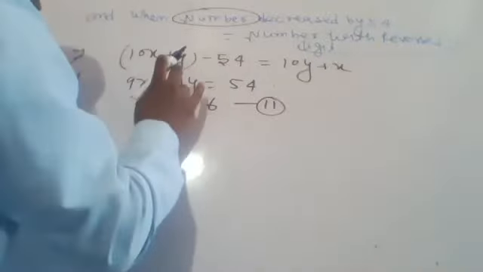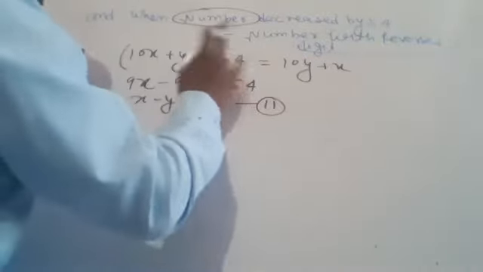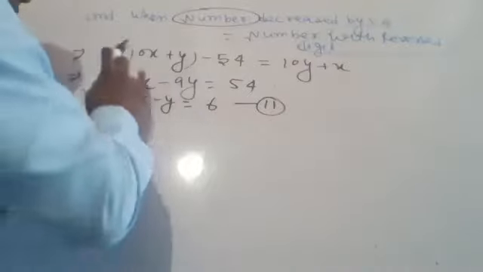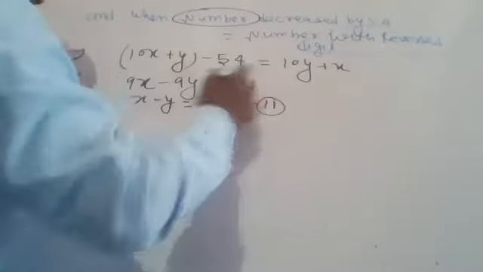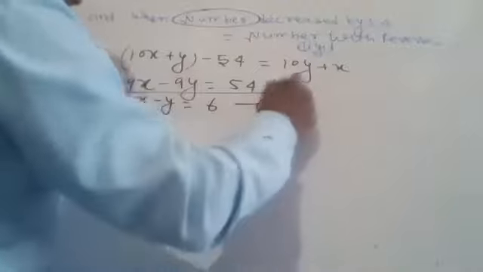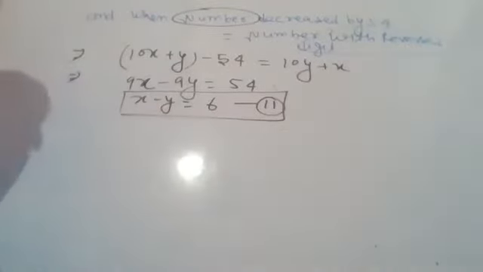y minus 10y is going to be 9y. And minus 54 onto the right side, 54 we have to divide by 9. After dividing by 9, we get x minus y is equals to what, beta? 6. This one is equation number 2.